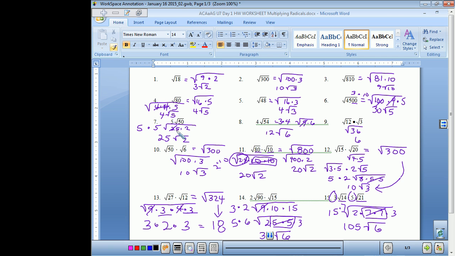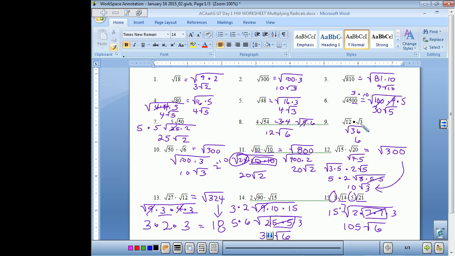The square root of 50 can break down into 25 times 2. The square root of 25 is 5. Well, we already had a 5 out there, so it becomes 5 times 5 is 25 roots of 2. The square root of 54 can break down to 9 times 6. When we take the square root of 9, it gives us 3, but we already had the 4, so 3 times 4 gives us 12 roots of 6.